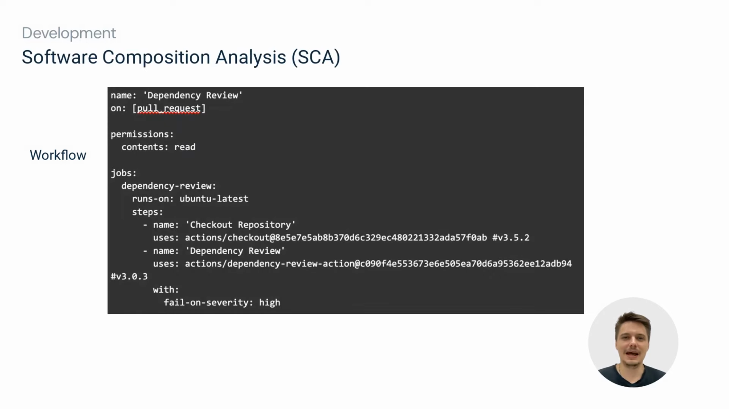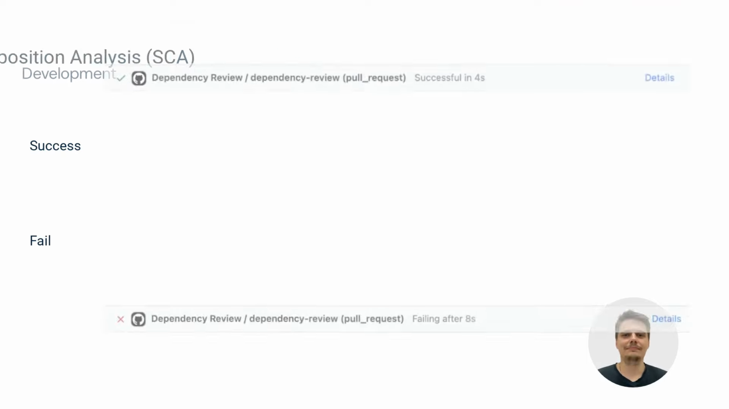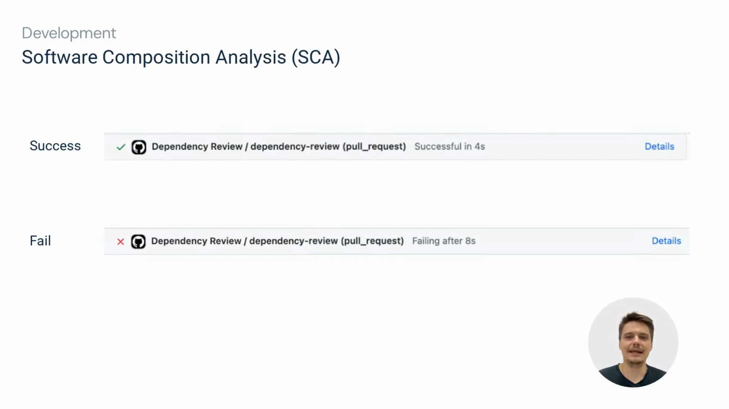Software composition analysis, SCA. This is an example of the configuration file for dependency review. In case of detection of a dependency with a security issue of severity high or critical, it will fail. Now you see how the check is shown in both cases. In case of fail, the components with security issues of severity high were detected.